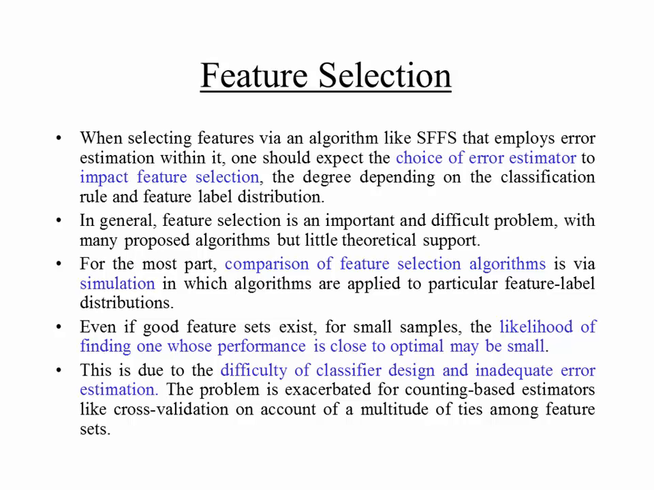Mostly heuristics. For the most part, comparison of feature selection algorithms is via simulation, in which algorithms are applied to particular feature-label distributions. Even if good feature sets exist, for small samples, the likelihood of finding one whose performance is close to optimal may be small. This is due to the difficulty of classifier design and inadequate error estimation. With small samples, you have trouble all over the place. And the problem is exacerbated for counting-based estimators like cross-validation on account of a multitude of ties among feature sets, so different feature sets give you the same error estimate.